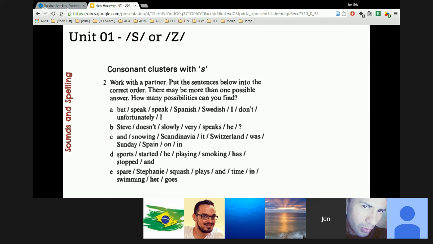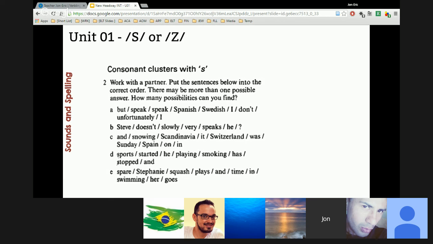Sports, started, he, playing, smoking, has, stopped, and. What is it? He started. Good. Keep going. And has stopped smoking. Okay, good. Careful. Not stop it. Stopped. Yeah, stopped smoking. Good. Okay, say it again. The whole sentence.